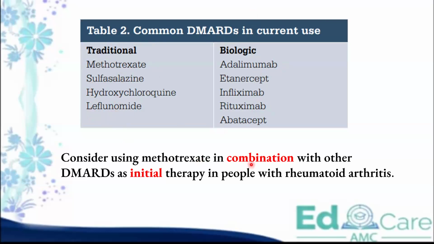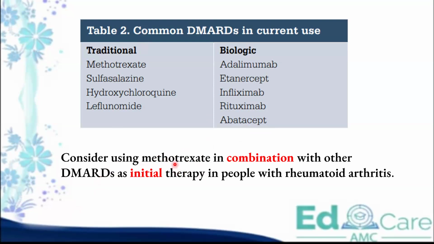Methotrexate in combination with other DMARDs as initial therapy. So remember, this is the updated guideline. Previously, DMARDs were considered one of the last resort therapies, after the initial NSAIDs and corticosteroids all fail, and methotrexate also fails, then you go for MAB therapy, right? But here they say go for these DMARDs straight off in combination, as in go for methotrexate in combination with other DMARDs, right?